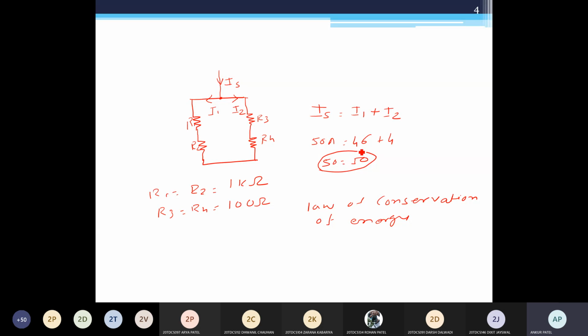So why are we getting 46 here? Approximately here I have written 46, and here I have written 4. So what is this difference, 46 plus 4? Why am I not getting 25 plus 25? Difference in resistance in the two branches. Because the resistances are different. Here we have 1 kilo ohm, and here we have 100 ohm. Due to this difference in resistors, we get different currents.